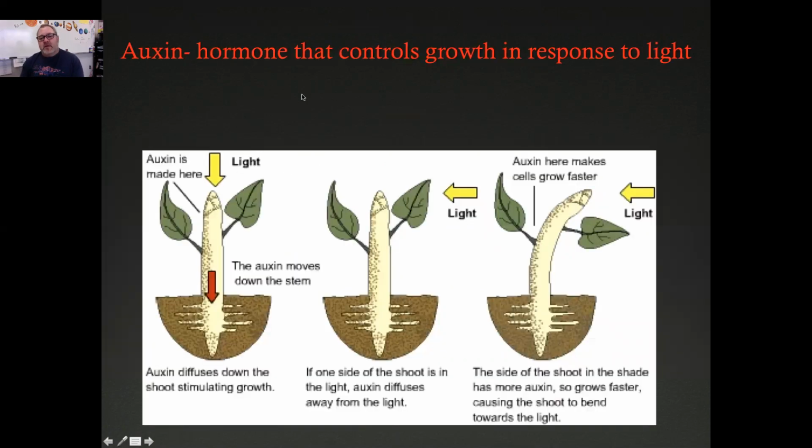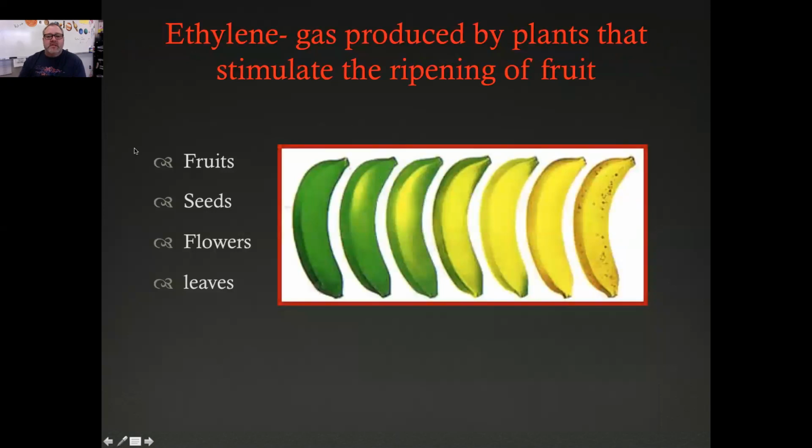Auxins are a type of hormone that control the growth of the plants depending on how much light there is. So if we don't have auxins, or those hormones aren't released, the plant isn't going to know that it's time to grow, and those auxins get released as sunlight shines on the plants. Ethylene is a gas that plants produce that makes them ripen. Fruits, seeds, flowers, leaves, all of them produce ethylene gas.